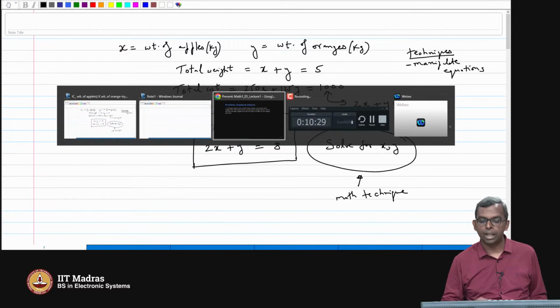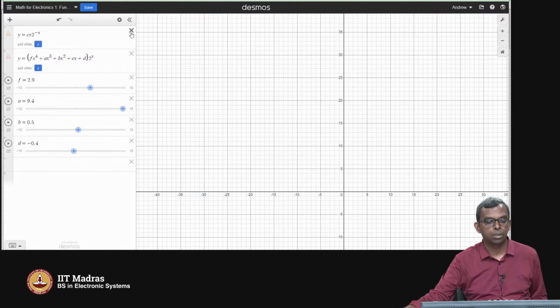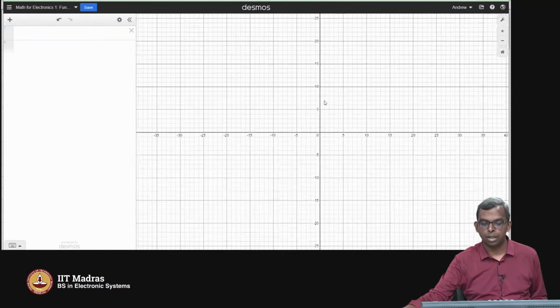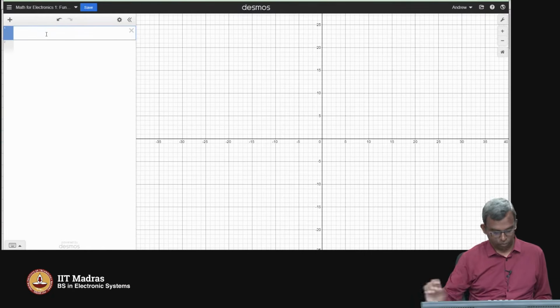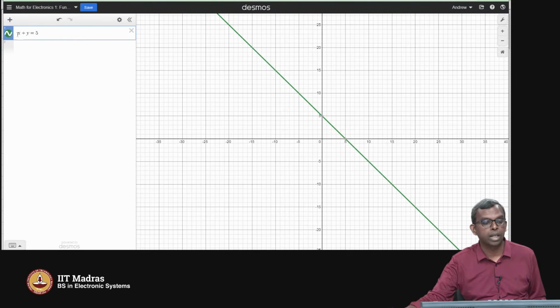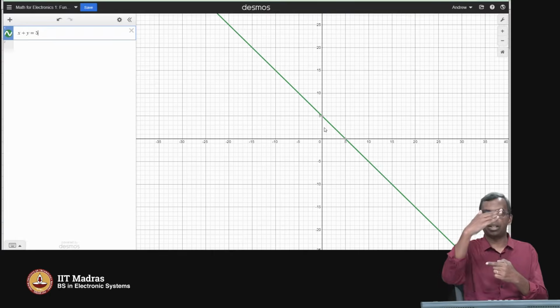Let me go back and get rid of all of these things. Let's try and plot these two equations in Desmos and see what happens. So what are the two equations I'm going to plot? We have to look at x plus y equals 5. The other way to write it is y equals minus x plus 5, if you want to write it as mx plus b. So that's why you see the slope is minus and then it's shifted up by 5.